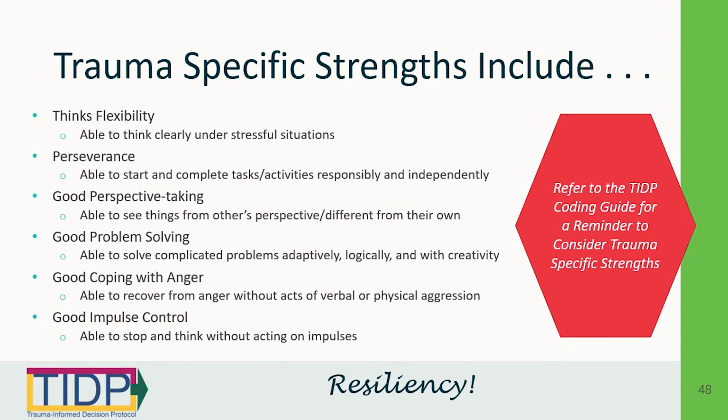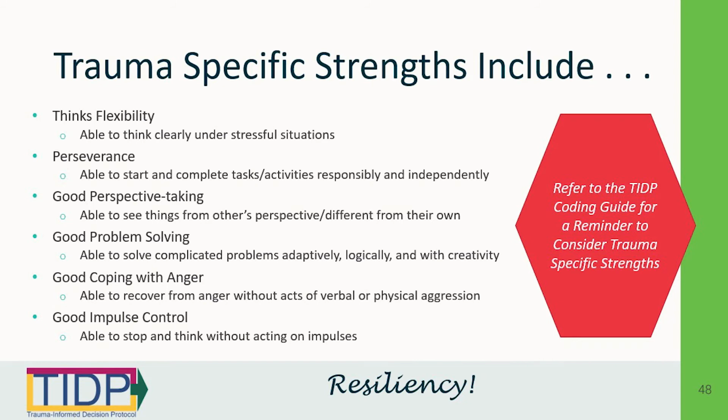Now, let's talk a little bit about the trauma-specific strengths that we'd like you to try to consider. There are 6 different examples of trauma-specific strengths that, when you have evidence that they are present, it's relevant to be identifying them on the TIDP. And the first one we'll just call the ability to think flexibly.